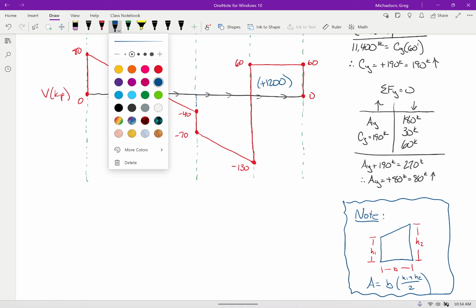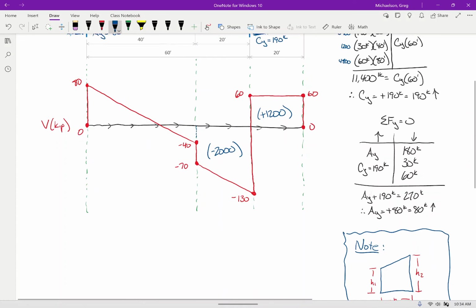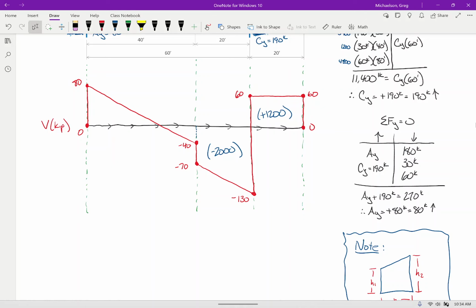And I think I can do this in my head. 70 plus 130 over 2 is 100 times 20. This is negative 2,000. Okay? So far, so good? Okay. Now, the fun part. These triangles. It's like I knew this geometric problem was going to show up or something. It's crazy, right? We have to compute the area of this and the area of this.